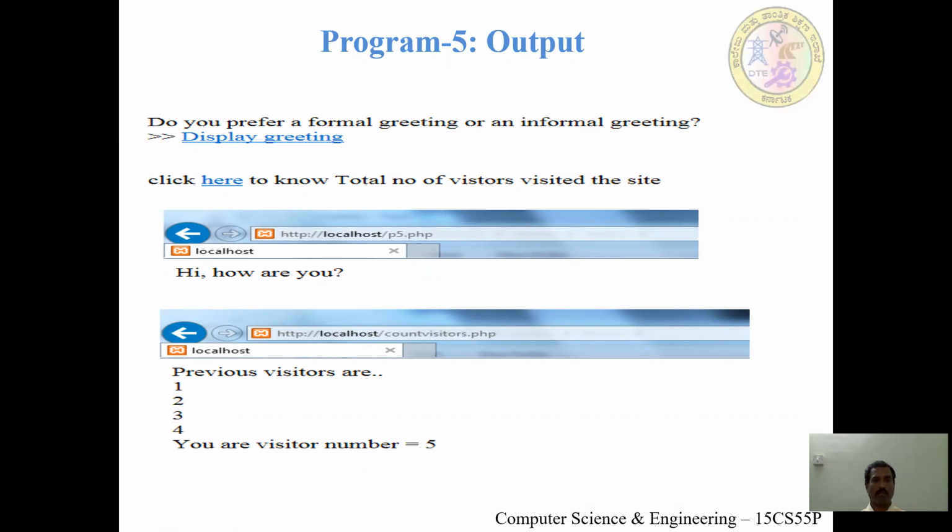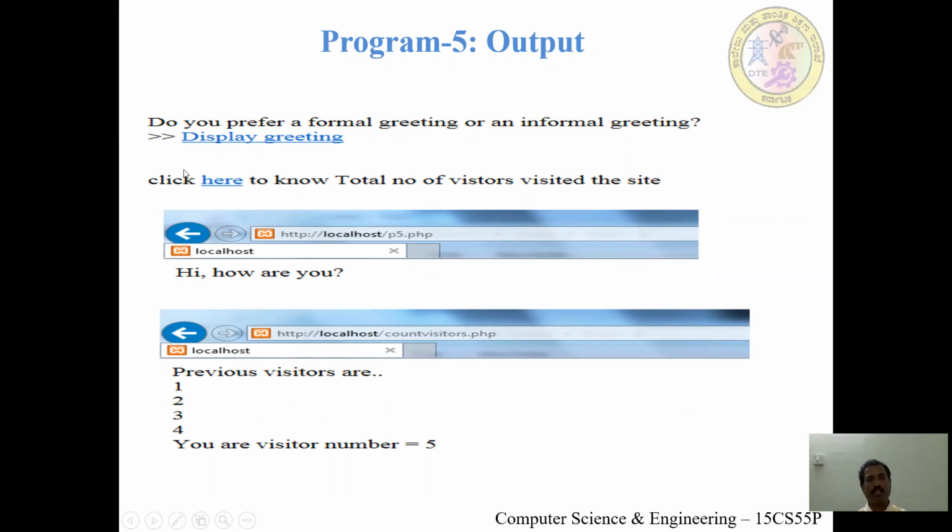Program 5, if we run it, it is going to display the output like this. Do you prefer formal or informal greeting? Then on clicking the display greeting, it is going to display the different randomly chosen greetings like hi, how are you, good morning, good evening, like this.